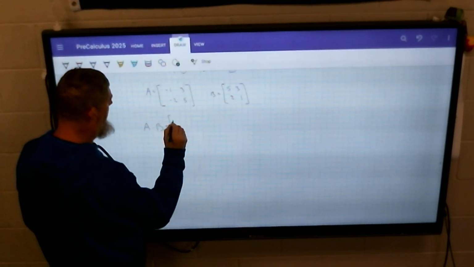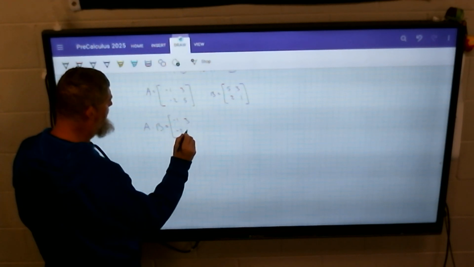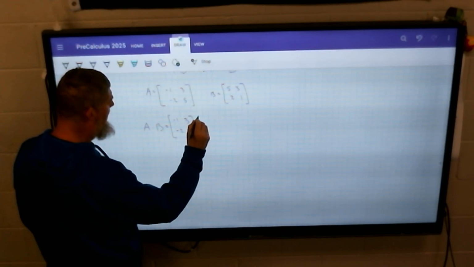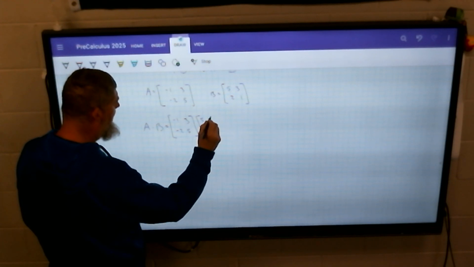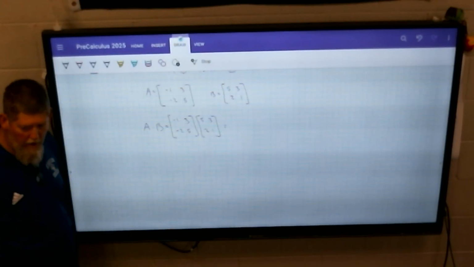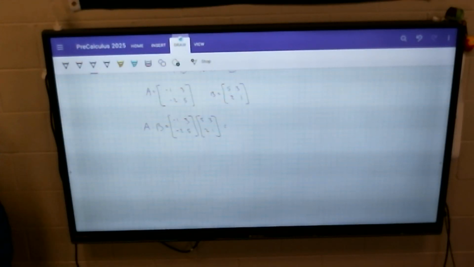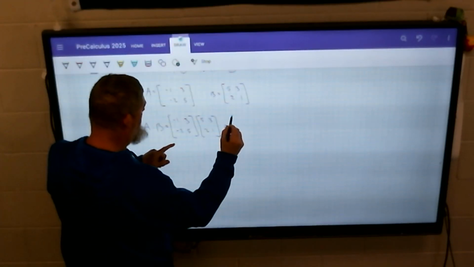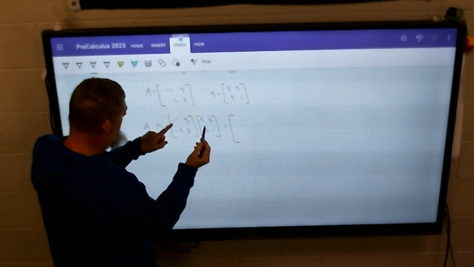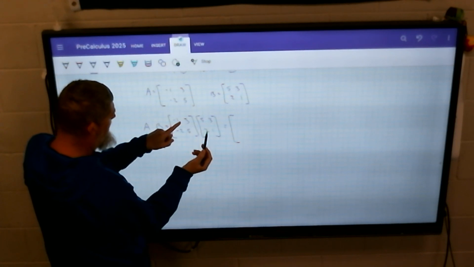So A times B: negative 1, 3, negative 2, 5 times 5, 3, 2, 1. Are they inverses? No. Let's multiply. We know we have a 2 by 2, right? Yes. So negative 5 plus 6.